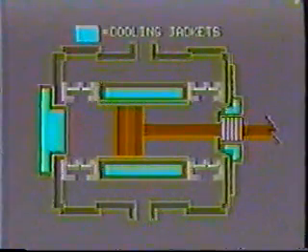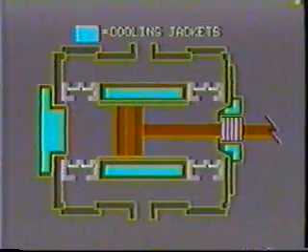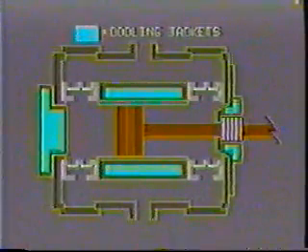Therefore, the cylinder and head of these larger units are jacketed to allow for circulation of a cooling liquid. Like your car radiator, this liquid is usually water. In fact, to assist in the heat exchange process, the water also circulates through an aerial radiator, like the one seen here, which further removes the heat.